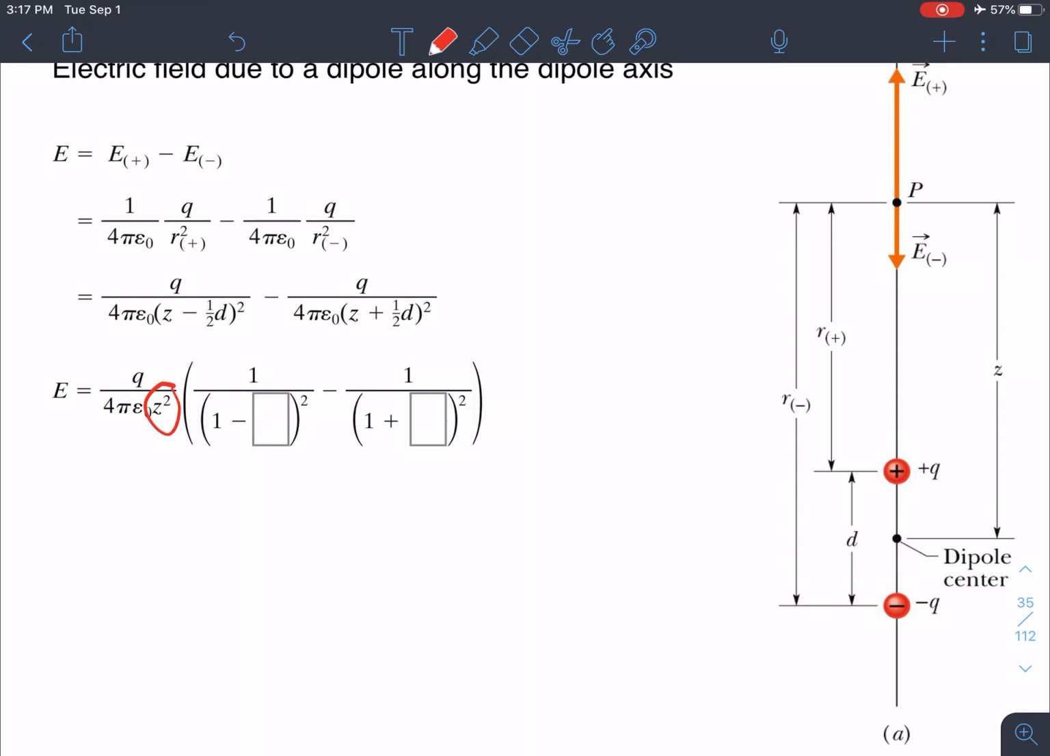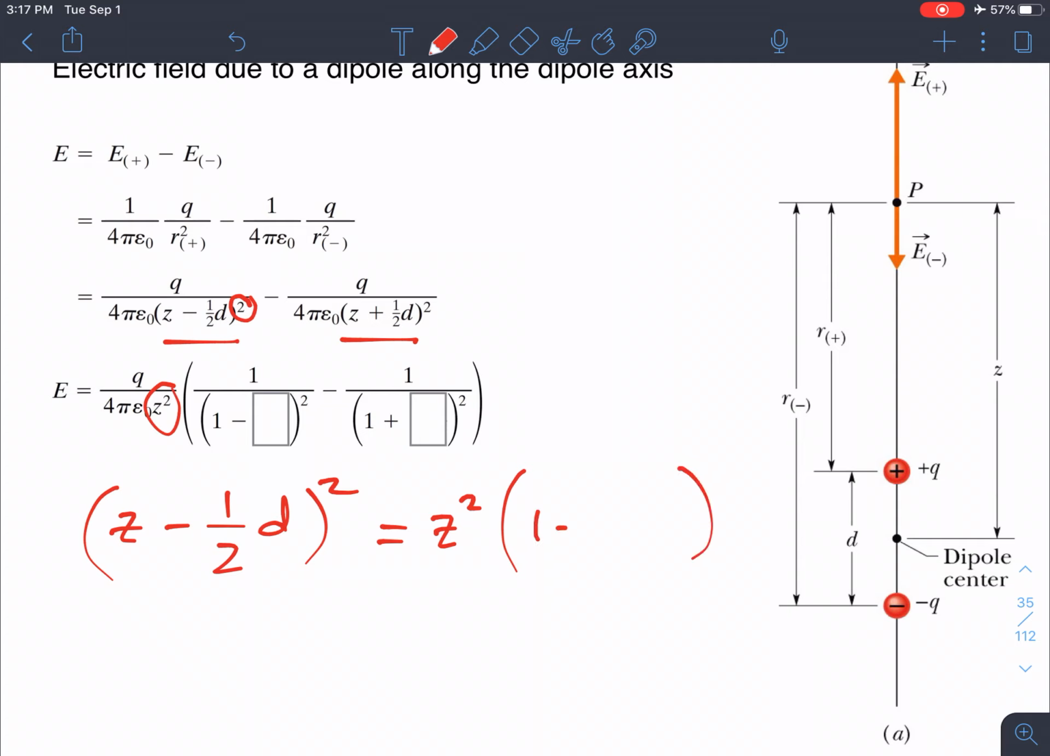So you need to think about these parentheses first. You have z minus 1/2 d, and this is squared. Let's just think about this one. I want to write this in terms of z squared out and 1 minus something, and this is squared still. What is that something? When that z squared came out of here, when it was in there, it should be z because this was already squared. So what I'm really taking out of the parentheses is z.